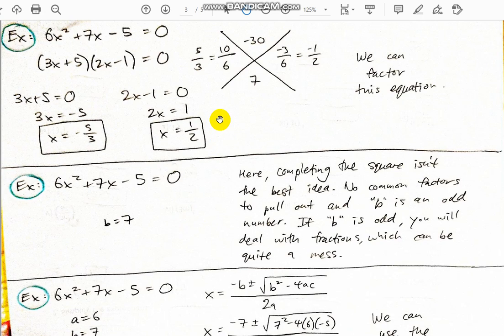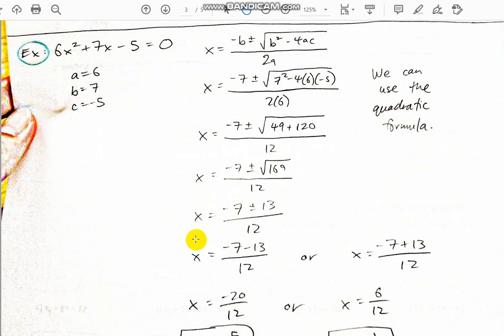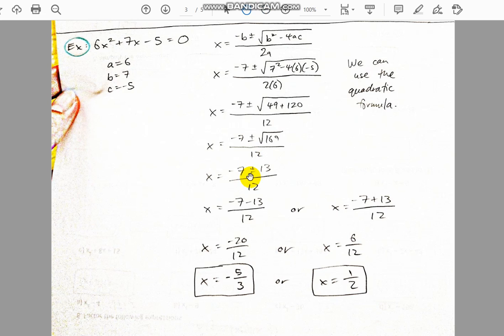And even if I forgot how to use the x method for the more complicated examples, for me, I'd just say, oh, I can just use the quadratic formula and I can get there. So you can just use the quadratic formula, as you can see, and you can just get your answer.